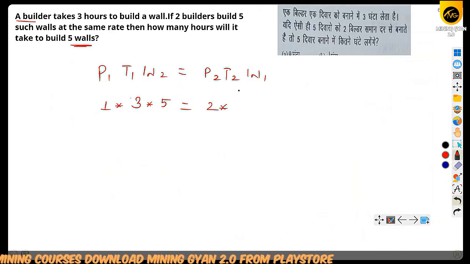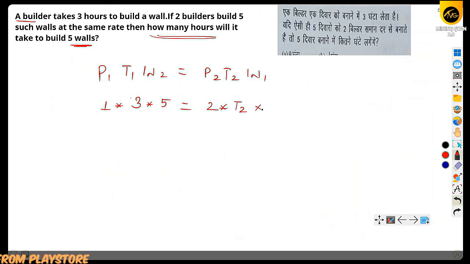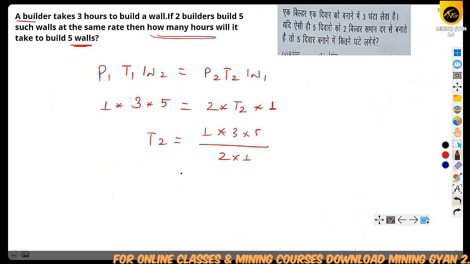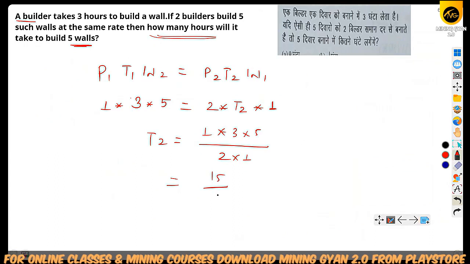So basically we have to find out the time duration. The question is, how many hours will it take to build 5 walls? So that's why you have to find out T2. Now the number of pieces of work in the first condition is one builder, one wall, so W1 is one wall. Now we have to find out T2. So T2 is equal to 1 into 3 into 5 and whole divided by 2 into 1. Right? So basically just multiply 5 and 3, which is 15, and 2.